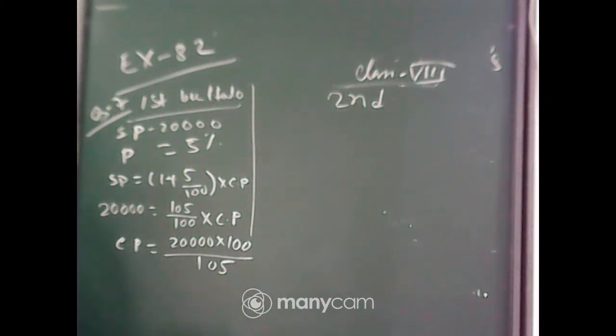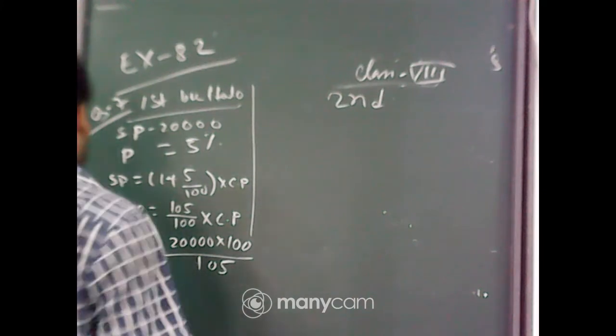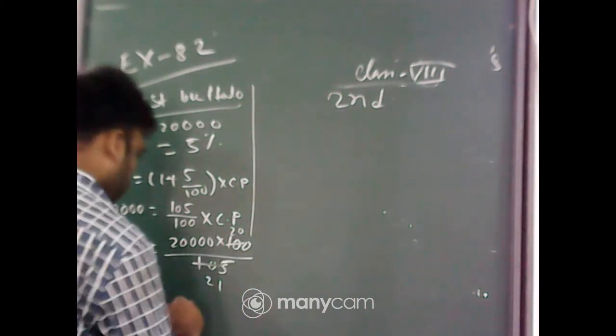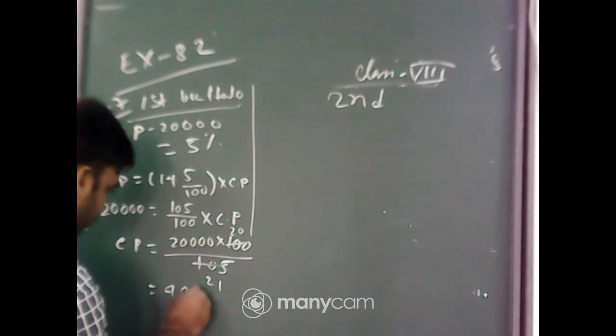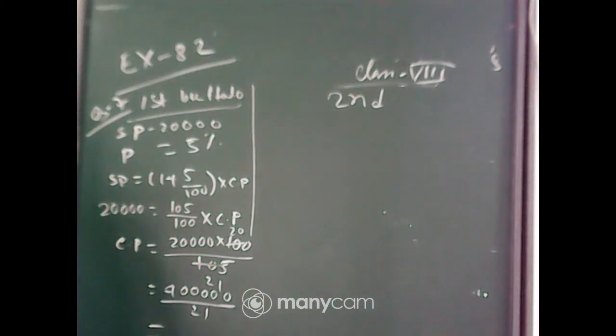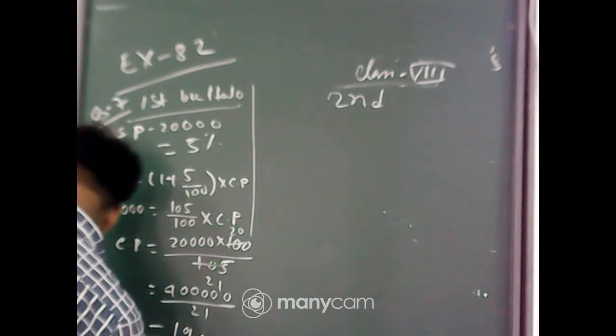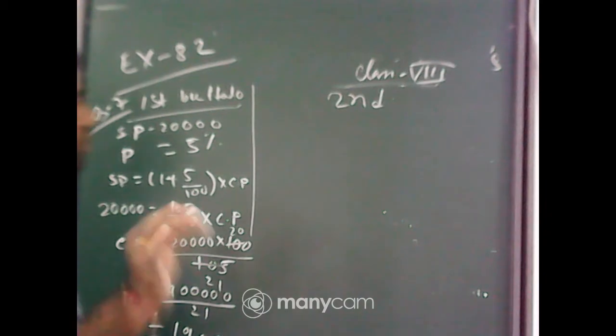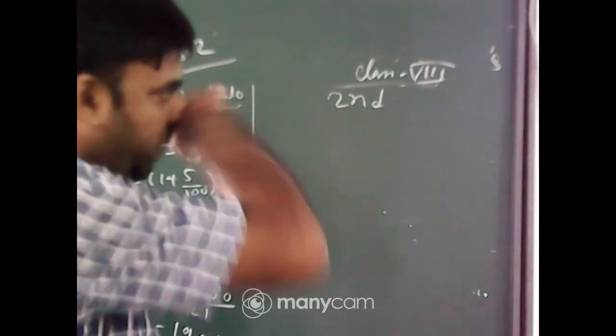Okay, now calculate it. 5 21s are 105, 5 20s are 100, so 2 2s are 4, and 21. So the answer will be 19,047.62. That is the cost price of the first buffalo.